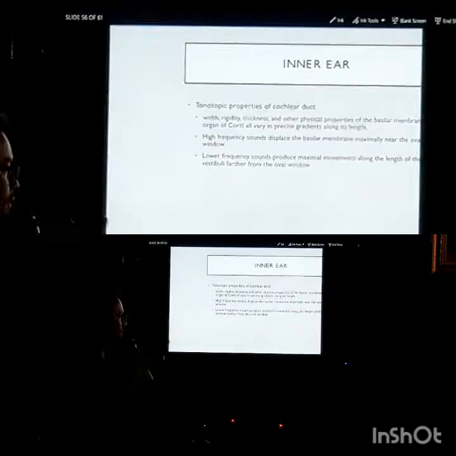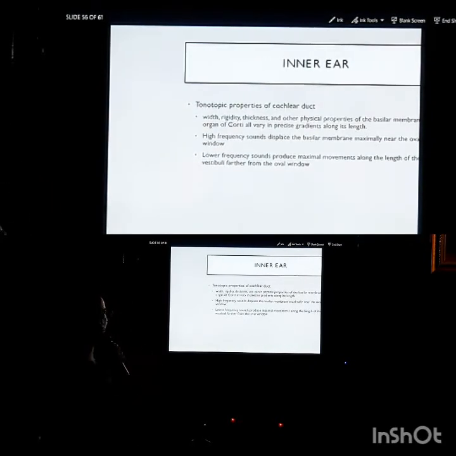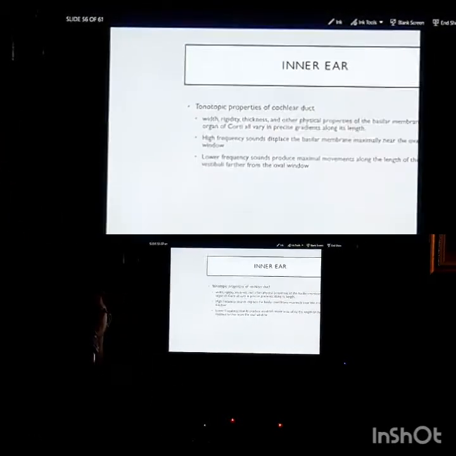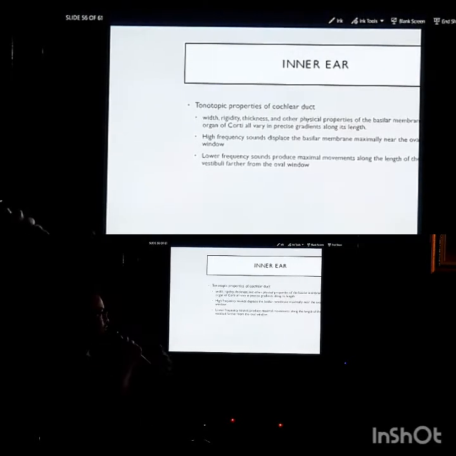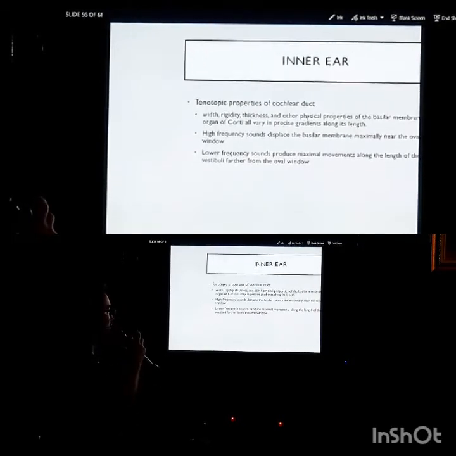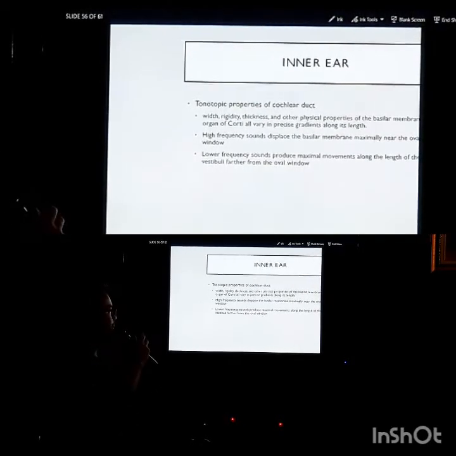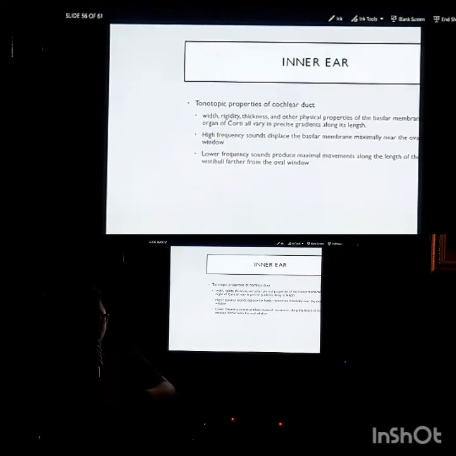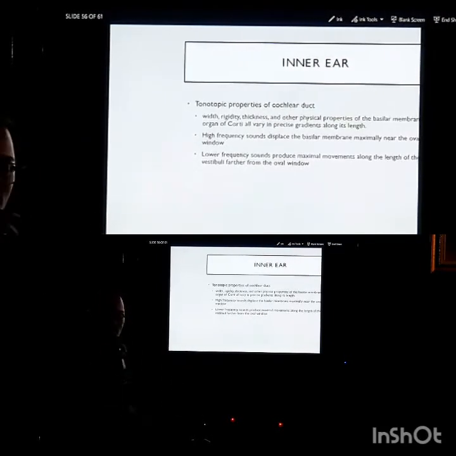So we have to talk about the tonotopic arrangement of the cochlear duct. What is tonotopic? Meaning that the cochlear duct is arranged by tone, okay? So depending on the frequency of sound, different areas of the cochlea are maximally stimulated. High frequency sounds displace the basilar membrane maximally near the oval window. Near the oval window. High frequency sounds stimulate the basilar membrane and organ of Corti near the base of the cochlea.